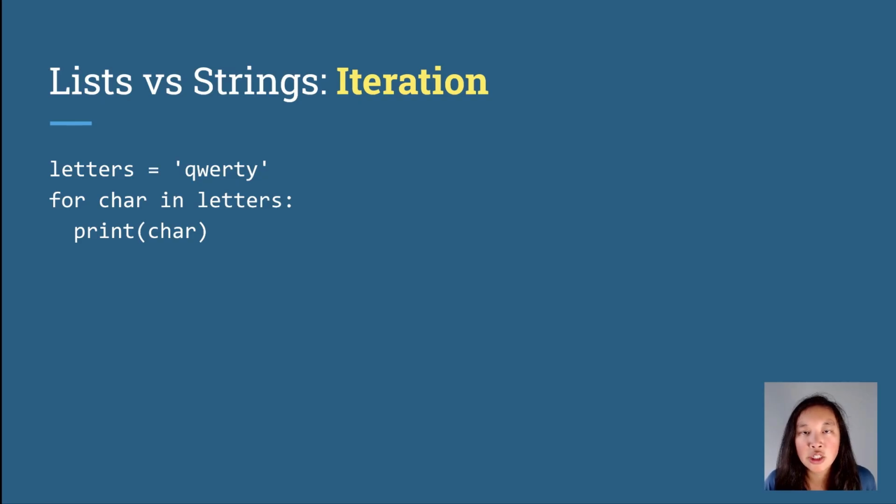Let's talk about iteration for lists versus strings. So here we have a for loop iterating through a string QWERTY. So what's going to print out? For char in letters, it's going to go through the sequence 1 character by 1 character. So it's going to print out Q, W, E, R, T, Y, each on its own line.